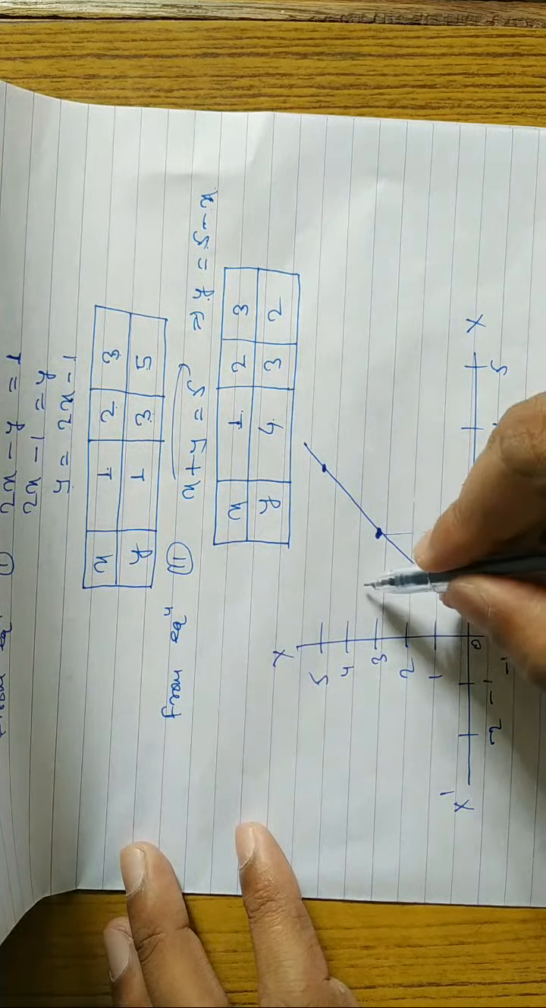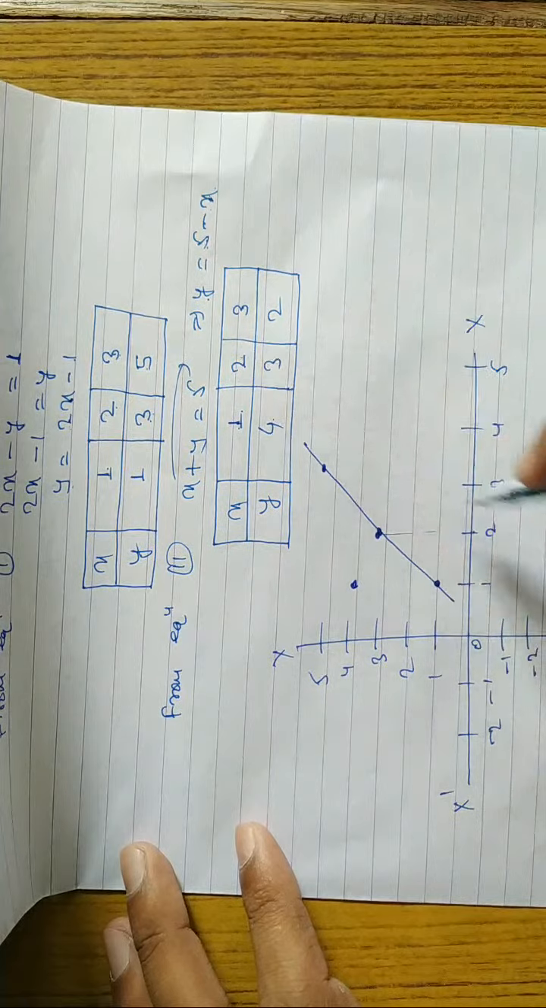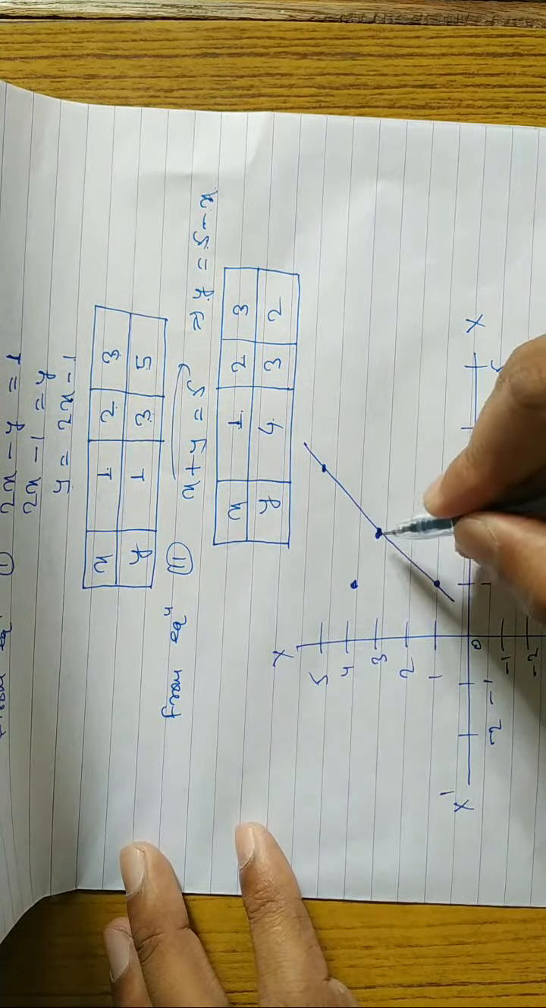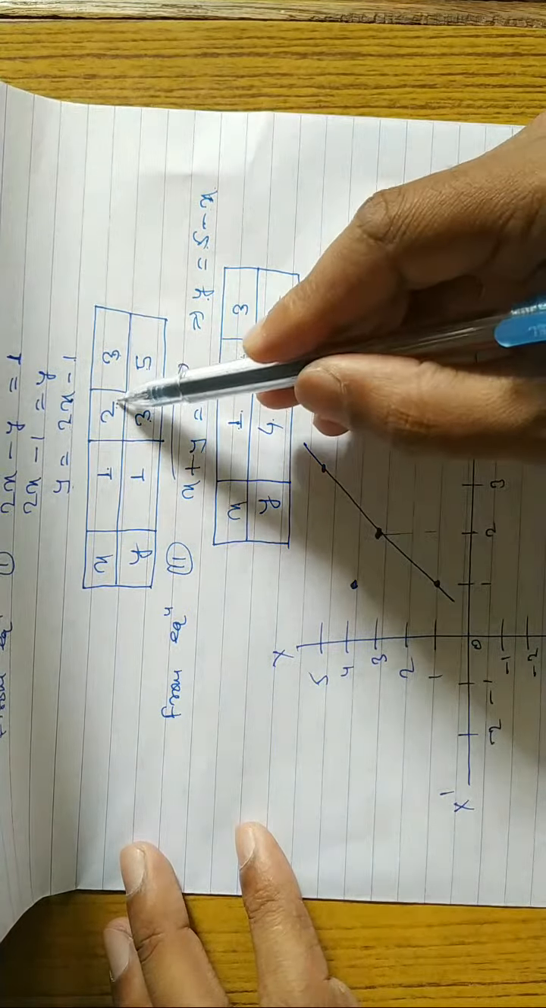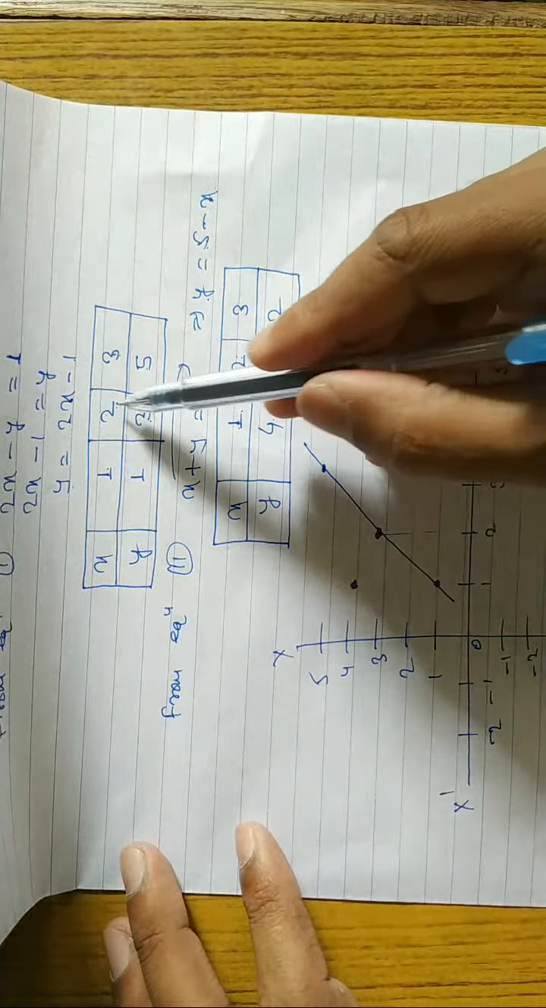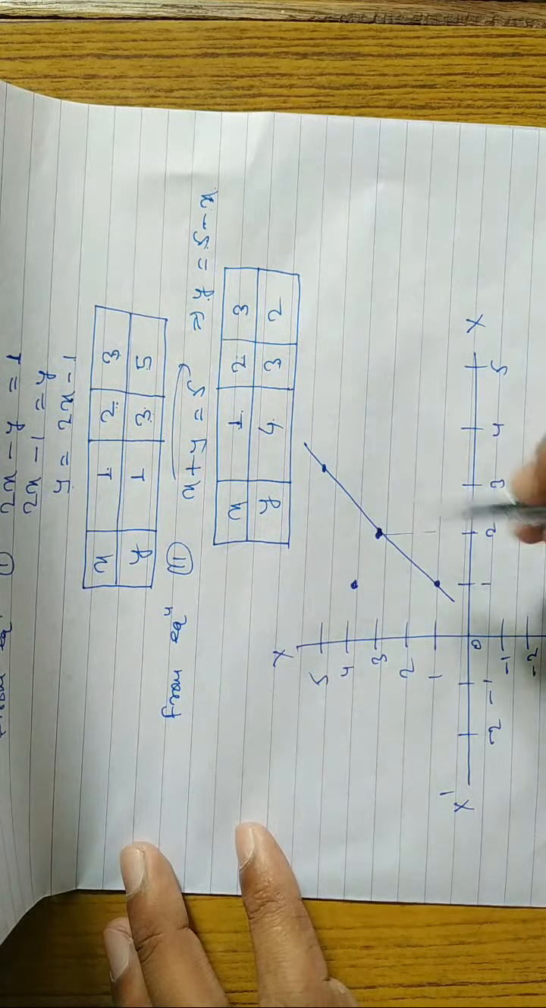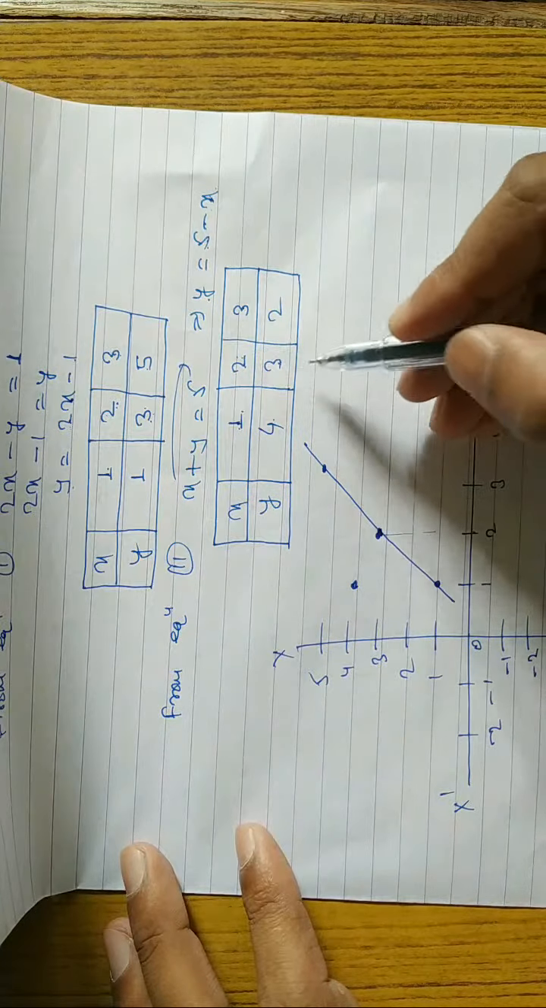1 here, 4 means up, this point. After that 2, 3. Here 2, here 3. Same point you will get, because we know that the answer is 2, 3. You can see here also 2, 3. Answer is 2, 3. So both lines intersect at 2, 3.